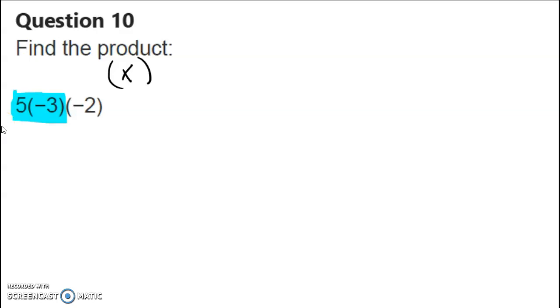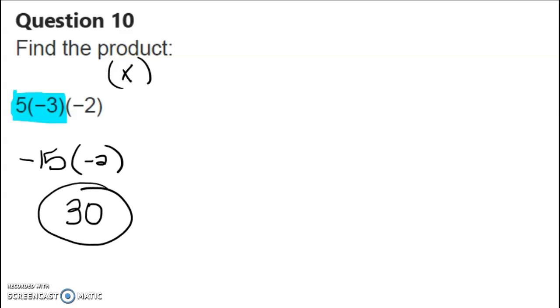So according to our multiplication rules, multiply as normal. Perfect. 5 times 3 is 15. And then they have opposite signs or different signs, which means your answer has to be negative. And now I'm just going to bring down this times negative 2. Now this is easy. Now we just have negative 15 times negative 2. Multiply as normal. 15 times 2 is 30. My signs are the same, which means my answer is going to be positive. All right, and there will be another video where I'll go through questions 11 through 20.